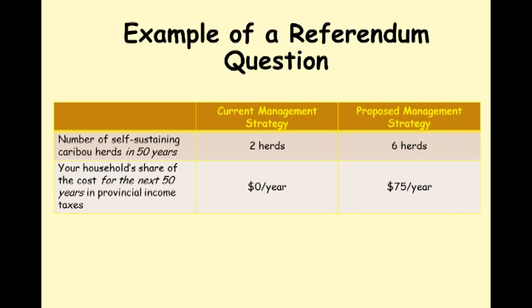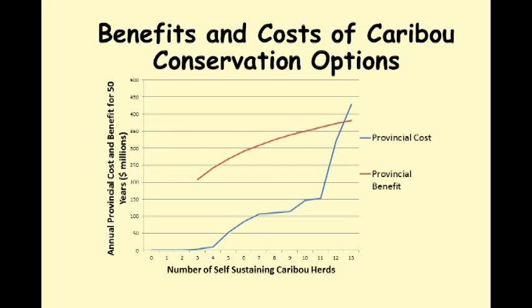If you want to keep 6 herds out there, folks, it's going to cost you another $75 a year in terms of income tax. So most people can identify with that. And if they think about it seriously, then it's clearly created a trade-off situation. And then they can produce these curves and make some sort of evaluation of the actual value of caribou.